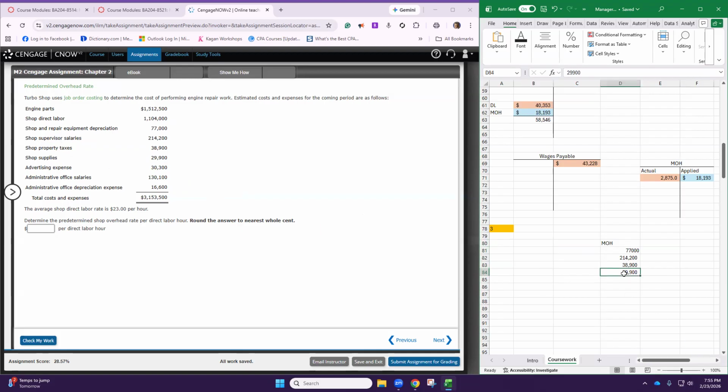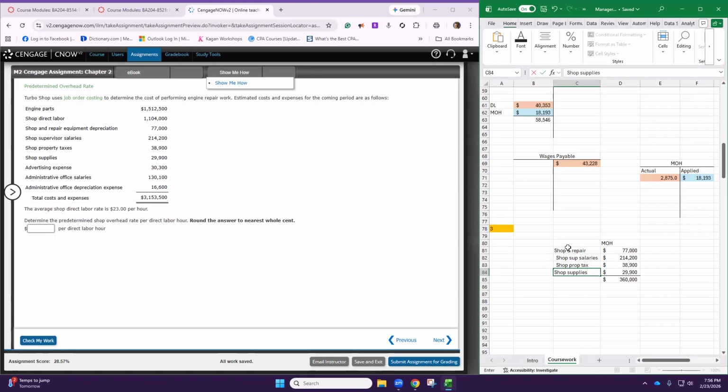So when we add these up together, here is our overhead for the shop. These are all dollars here. So we want to make sure that gets listed. Just the shop and repair. To make sure we have it listed: supervisor salary, then we have property tax, and then we have shop supplies.